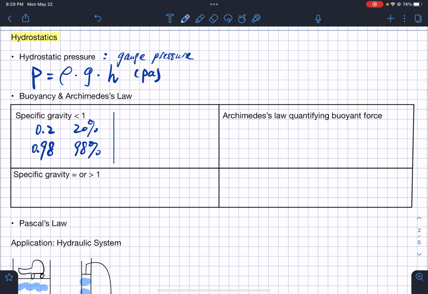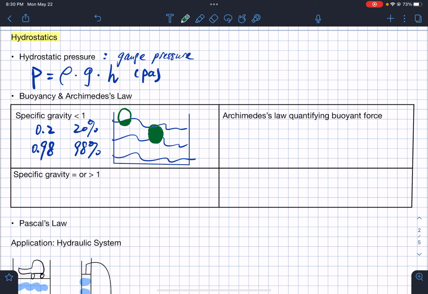So to show it on the graph, I have two objects. The first object has 20% of its volume submerged in the water, right? Whereas the other object really has the vast majority of its volume, 98% of its volume, submerged in the water, okay?